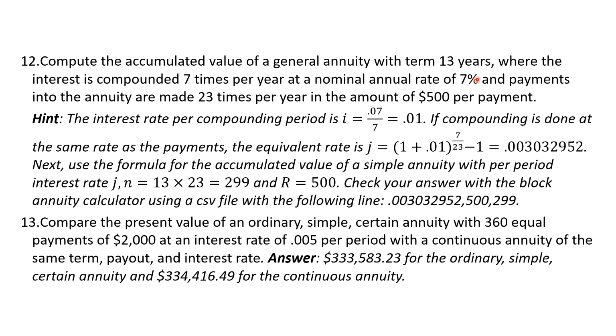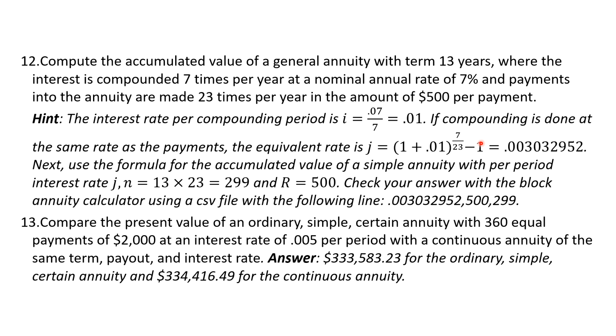And so we want to convert this 7% to a rate, which I've done here, 0.07 divided by 7, right? It's 7 times a year. And we want to find the equivalent rate if we do it 23 times a year. And that was this formula. And you can compute this in a spreadsheet.